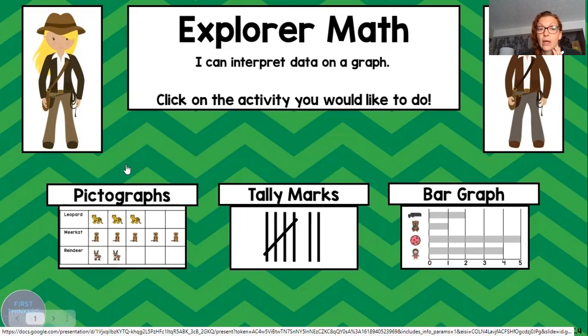Are we going to work on pictographs, which you can tell are the pictures? Are we going to use tally marks, which are the lines with the crossover? Don't confuse these with 10 sticks. These are tally marks, so it's a little bit weird. Or a bar graph. I think we're going to work with bar graphs today.